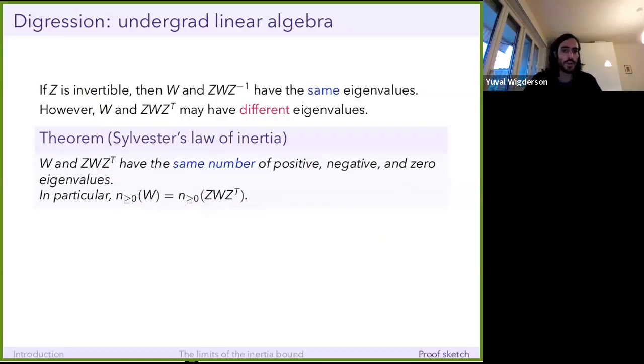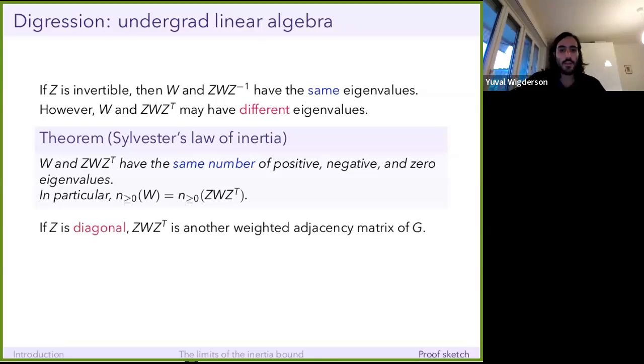Yeah, Sylvester's law of inertia is something I learned when I took linear algebra as an undergrad, and I feel like I didn't really appreciate it at the time. It's pretty astonishing that this operation sort of messes with all the eigenvalues, but preserves the number of positive ones. Yeah, and so that's what we'll use.